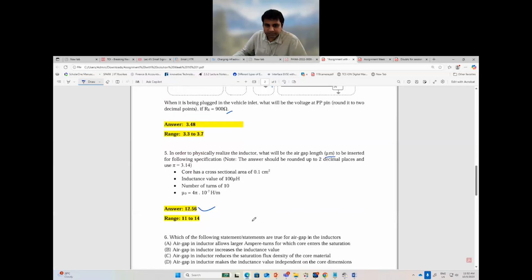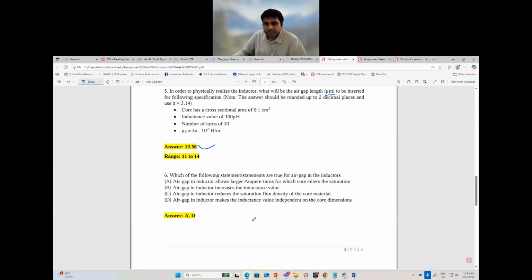Then comes question number 6, in which you have to find out which one of the statements is true. As we know, the moment we introduce an air gap in the inductor, we can allow more current through the inductor. That means Ni, the number of turns multiplied by amperes, will become more at which the core gets saturated, because the slope of the BH curve gets reduced. So that is why we get a quite larger value of Ni at which the core will get saturated.